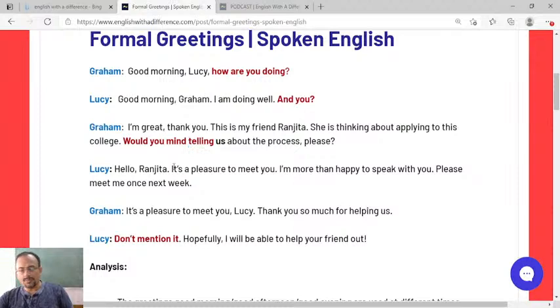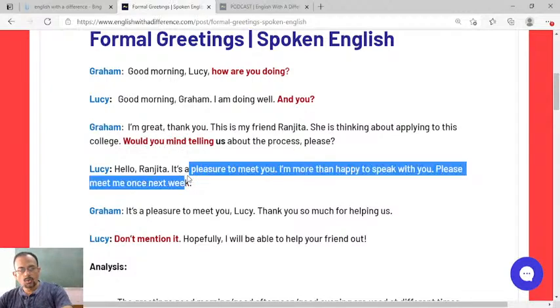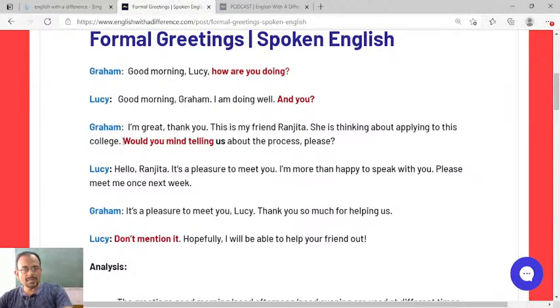Let me give you some more examples, like, would you mind visiting my house this evening? Would you mind explaining this concept to me? Or you can say, would you mind coming with me to the market? So, would you mind is always followed by the ing form of the main verb, and it is used to take someone's permission, or to politely request someone to do something for you, right? So, would you mind telling us about the process? Here Graham is asking Lucy politely to furnish information about the admission process to Ranjita. That is why he is making use of the polite expression: would you mind telling us about the process, please?